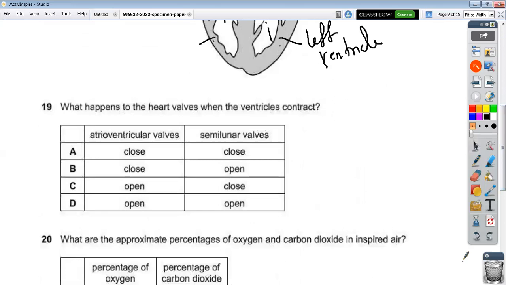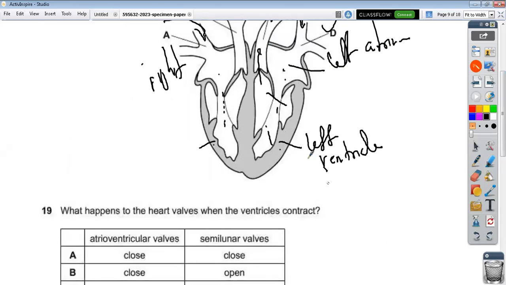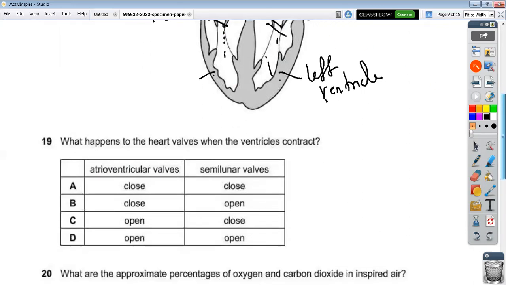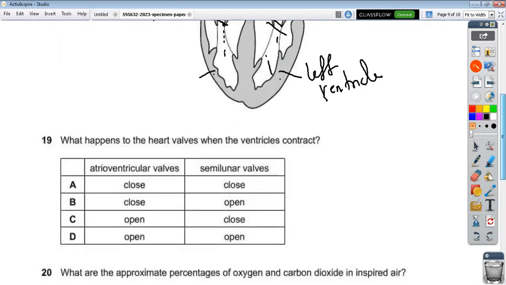What happens to the heart valves when the ventricles contract? We've actually talked about it here. When the ventricles contract, these valves should close. I'm sure you know that we call those atrioventricular valves. They close. We don't want the blood to go back into the atria. Then the semilunar valves open. Are we together?